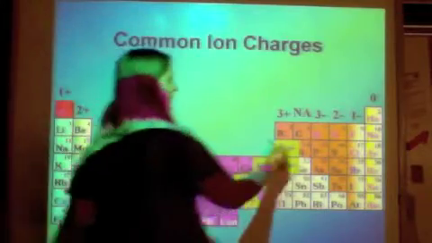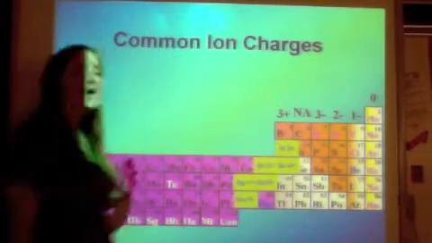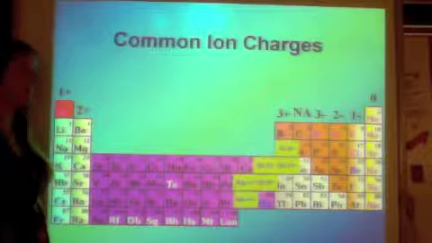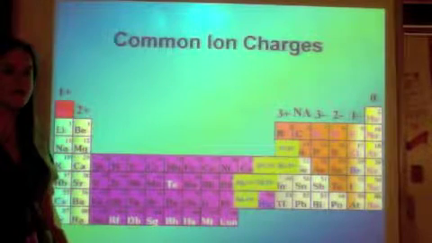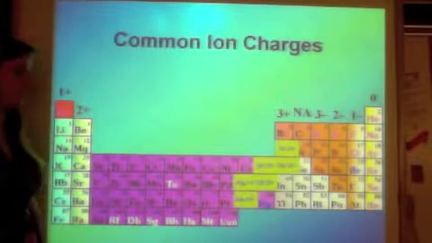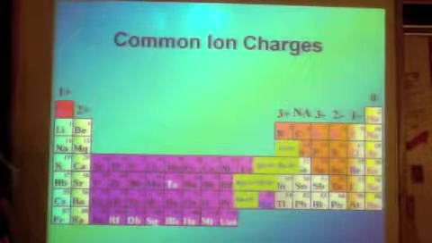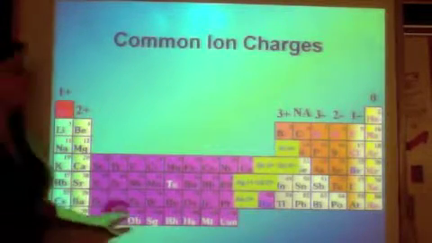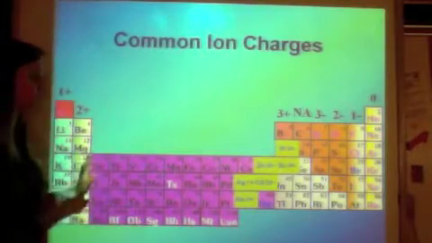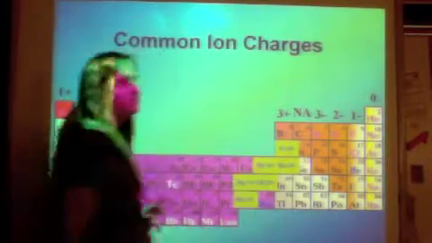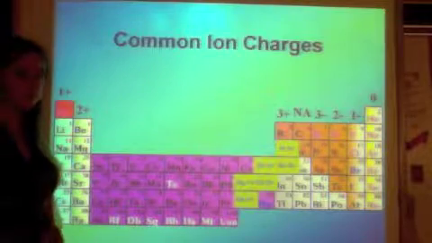Now, the metals that are between group 3 and the staircase do not have common ion charges because they can have multiple charges because of that good old d orbital. There's a lot of things going on in that orbital, so it can change the ions that they form. So you cannot tell the charge of your metals between 3 and the staircase unless you are given a Roman numeral, which we're going to talk about more in just a second.